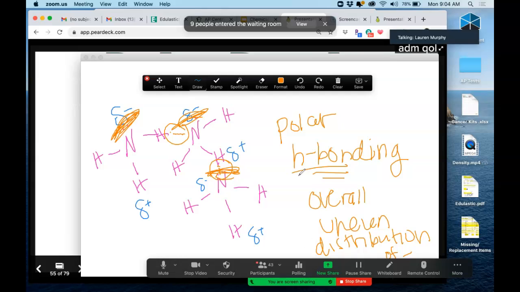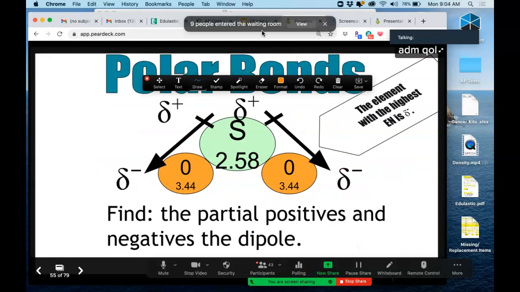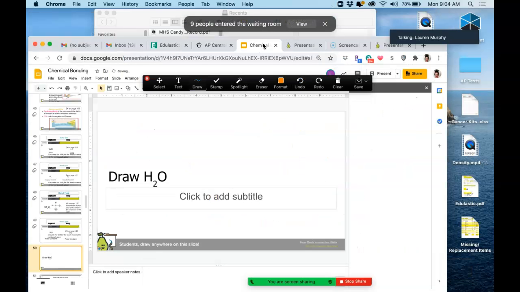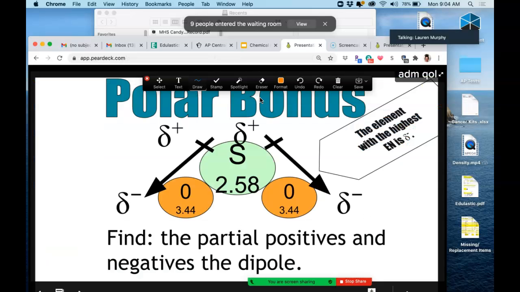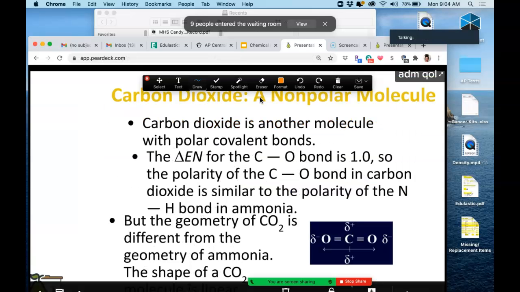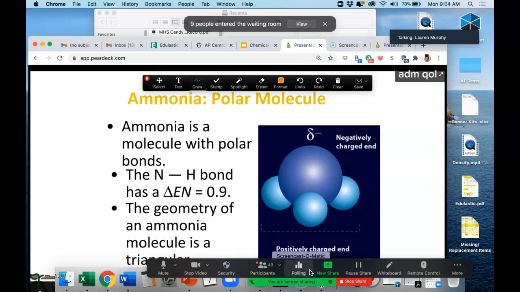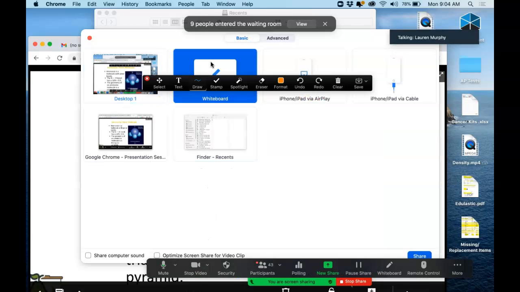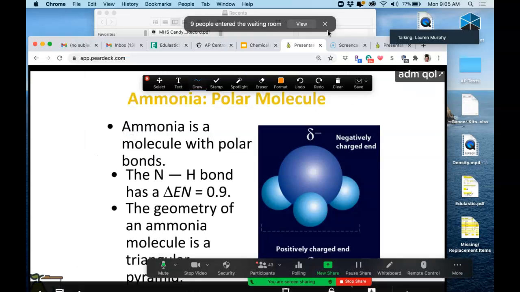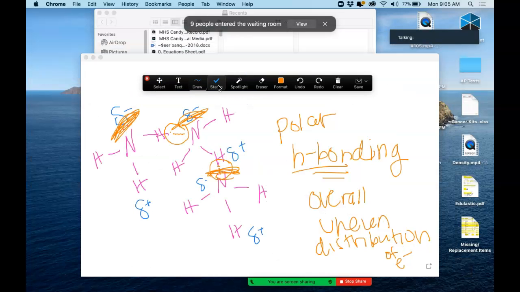Questions? So an important part of this chapter, okay, please draw now carbon dioxide before I move on. Please draw carbon dioxide, CO2.